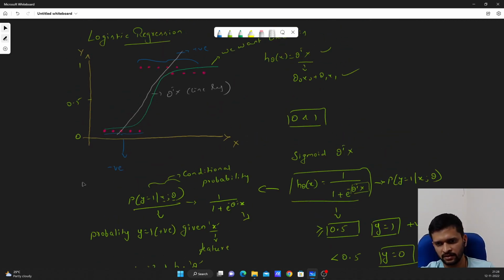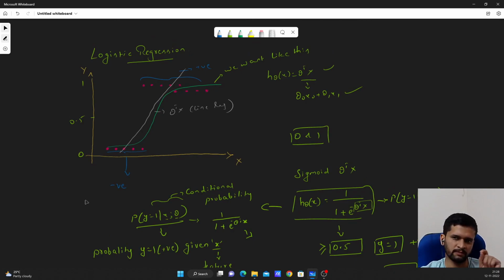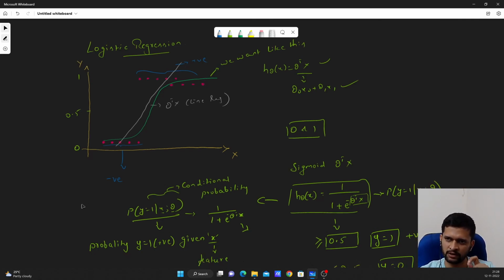Hope this is clear. This is just the first part of logistic regression. In the next part, I will talk about the cost function that we are going to use for logistic regression in order to arrive at the global minimum.